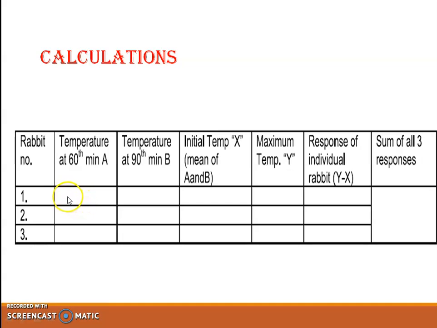Then comes the calculation parameters. So: number of rabbit, temperature at the 60th minute, temperature at the 90th minute. Then the initial temperature that we are going to calculate, that is X, the mean of A and B. Then maximum temperature Y, response of individual will be Y minus X, and then finally we are going to get the sum of all three responses.